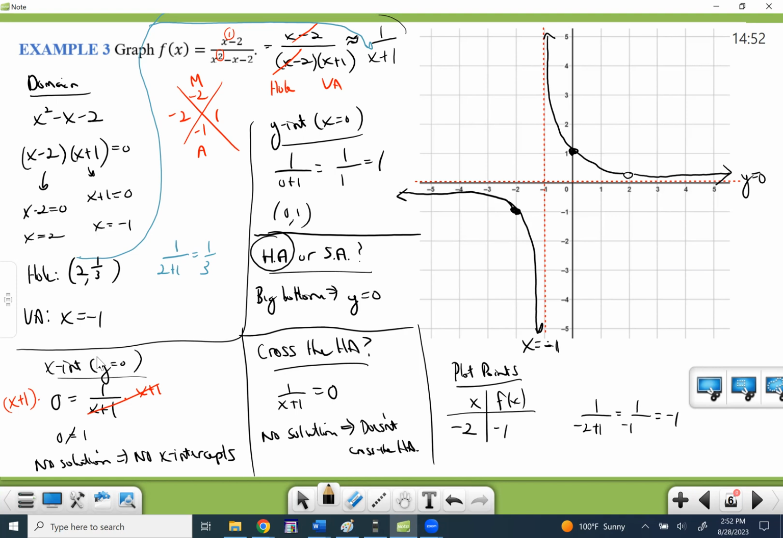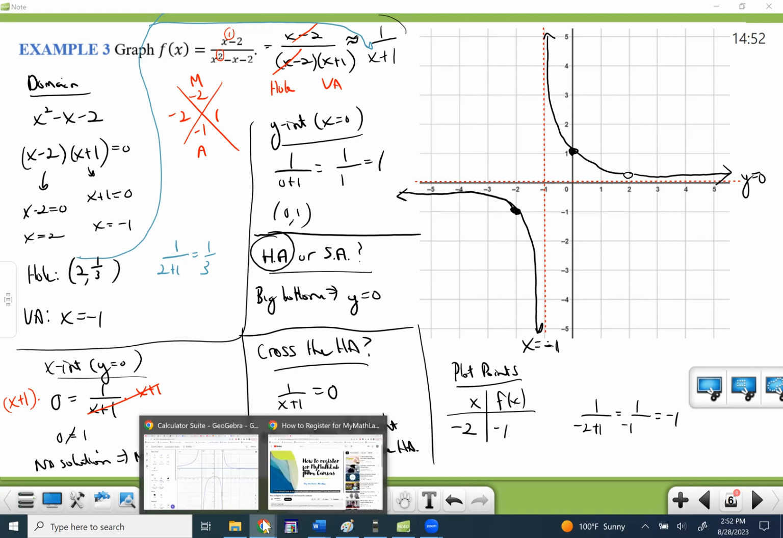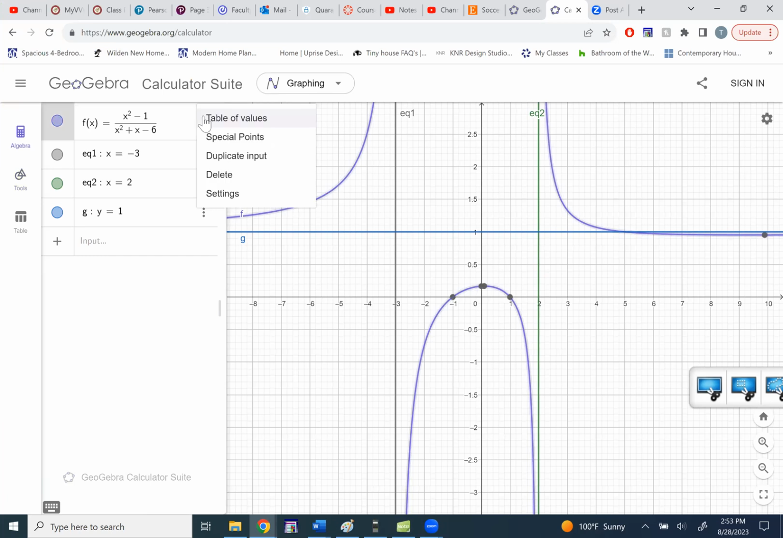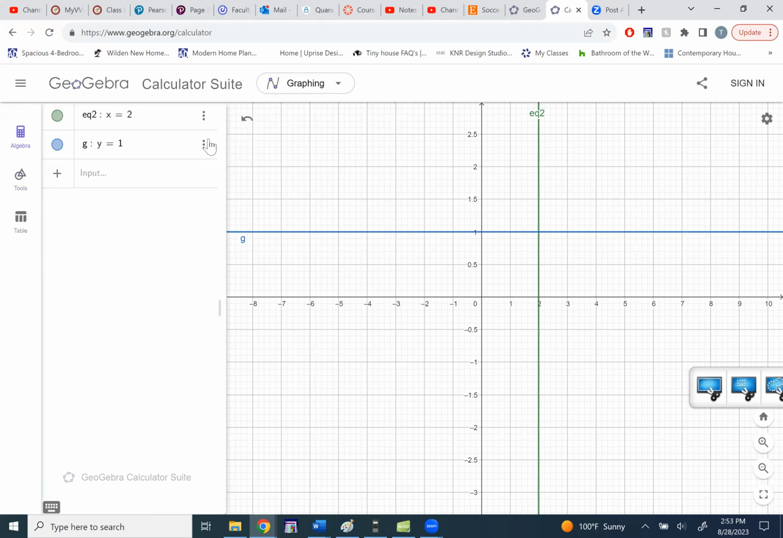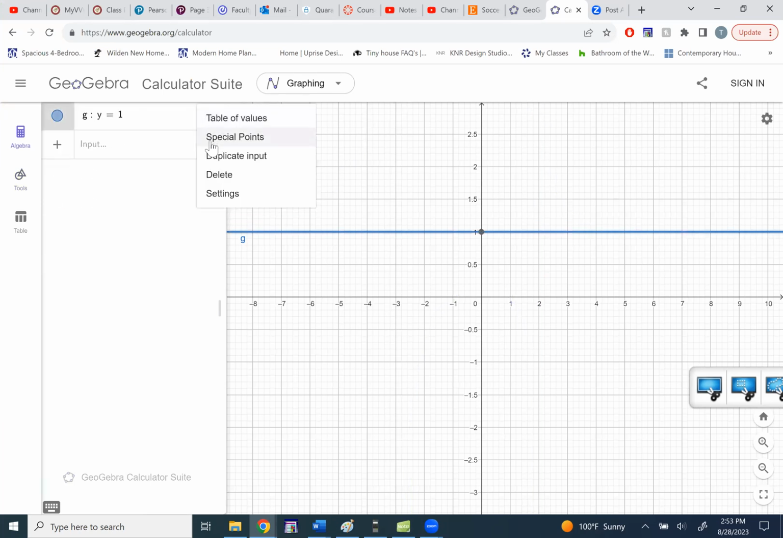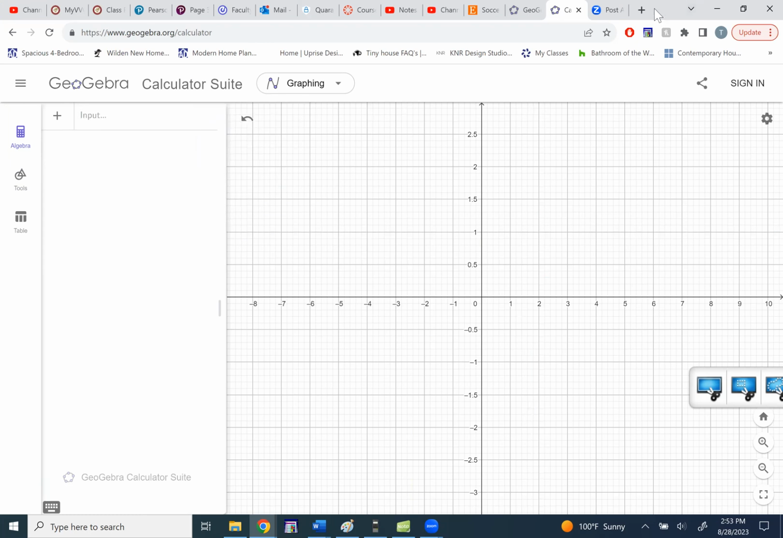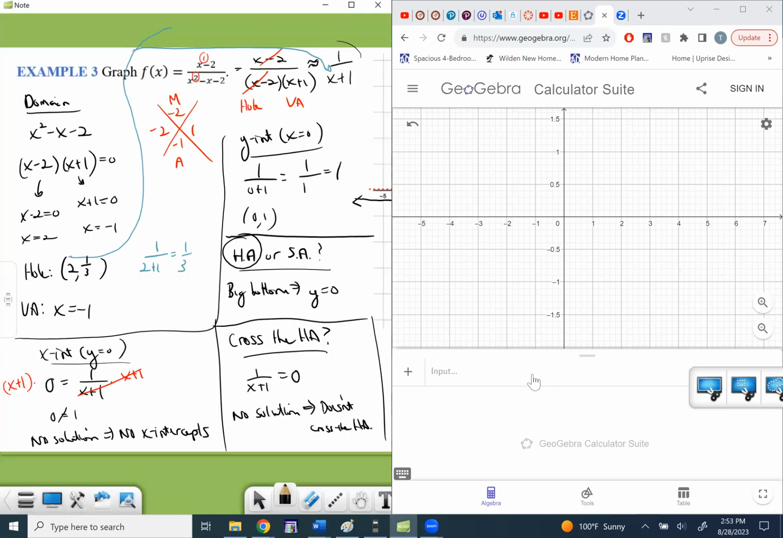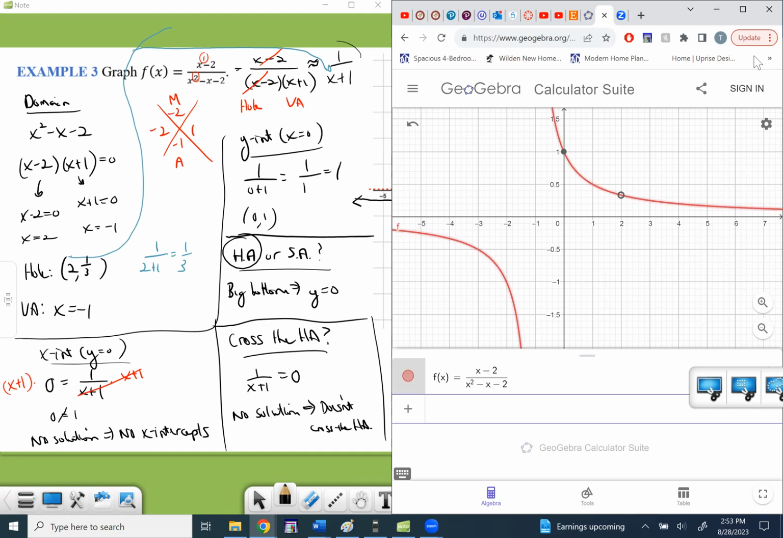All right. Now again, GeoGebra is not going to show you the hole. You kind of have to just know that the hole is there. Let's see what this looks like. Okay. All right, so we got x minus 2 divided by x to the second minus x minus 2. It did show it. So sometimes it does, sometimes it doesn't.